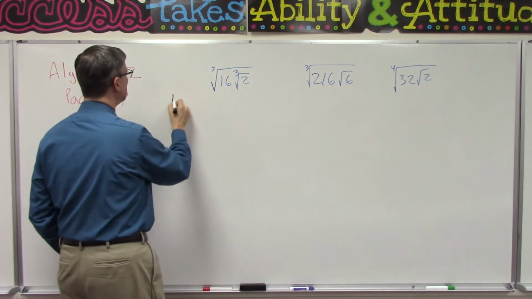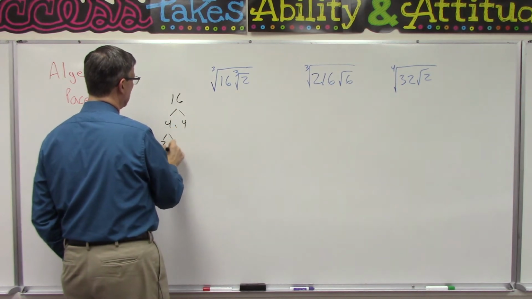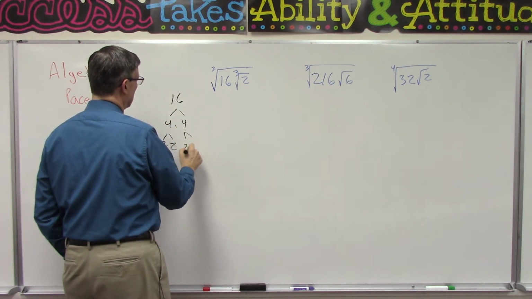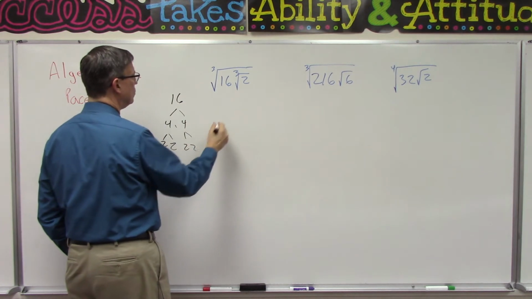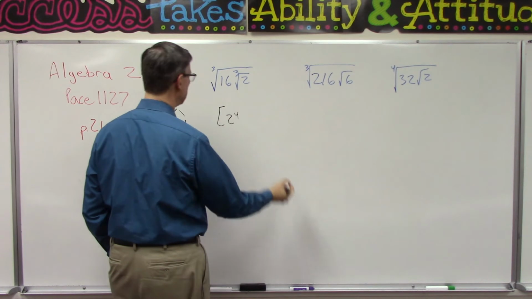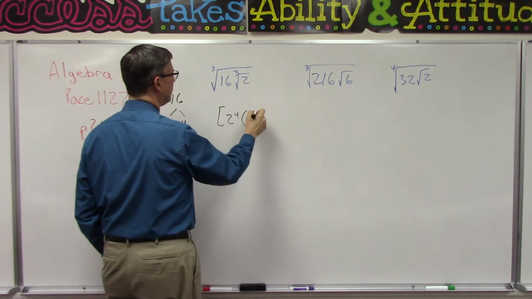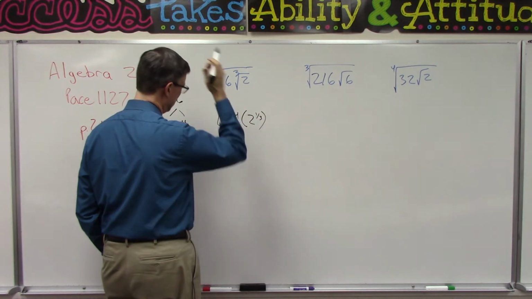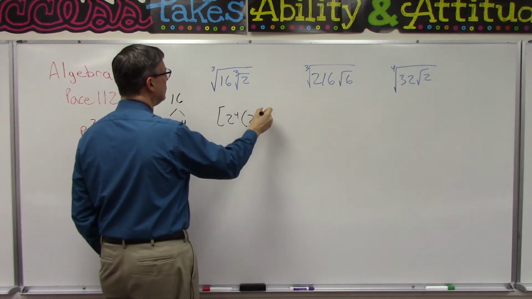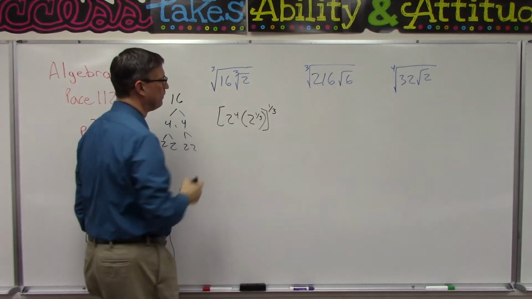Think about 16. If we break it down to the prime numbers that make it up, I get 2 times 2 times 2 times 2, which would be the same as 2 to the 4th power, right? And now I'm going to write this as 2 to the 1/3 exponent. And then close the bracket and raise the whole thing to the 1/3 out here.